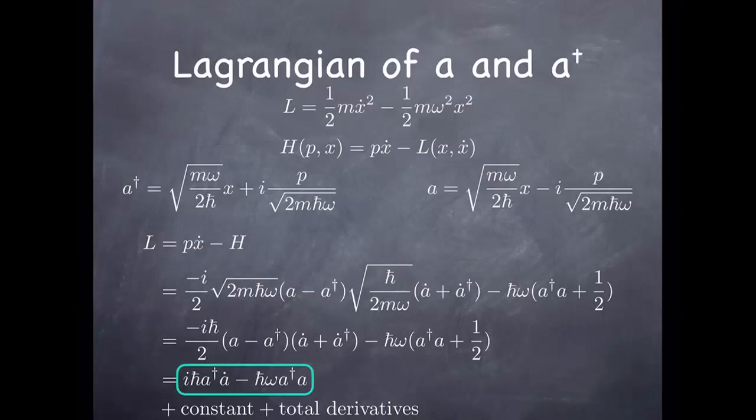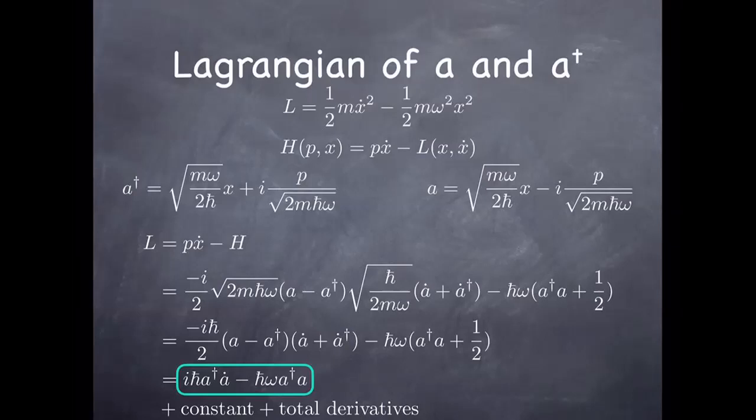If you had used the equation of motion to eliminate A dot and write it as minus I omega A, I lose the time derivative in the Lagrangian completely, then I don't know what is the correct canonically conjugate variable for A anymore.